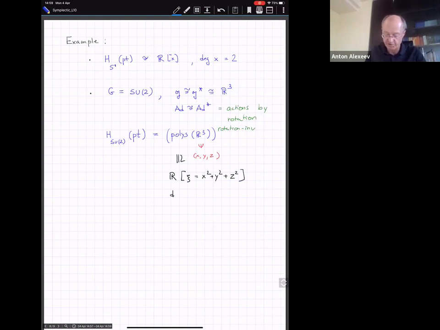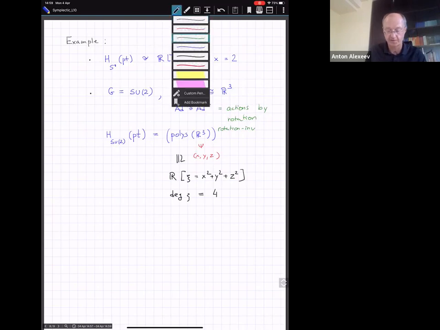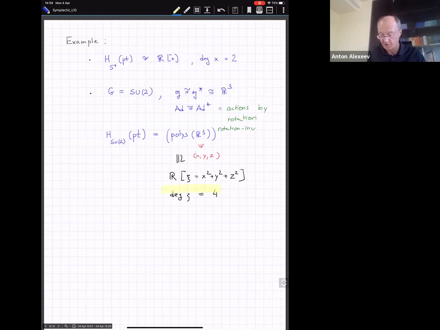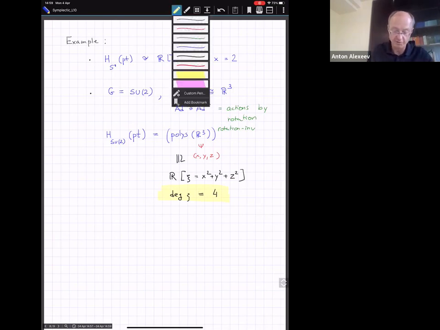But now, what is the degree of this guy? So we said that the degree of linear functions, which are now x, y, and z, is equal to 2 for each of them. So the degree of Xi is equal to 4, right? So for SU2, we again get, as an equivariant cohomology of a point, a polynomial algebra, but now in one variable where the degree of the generator is 4.